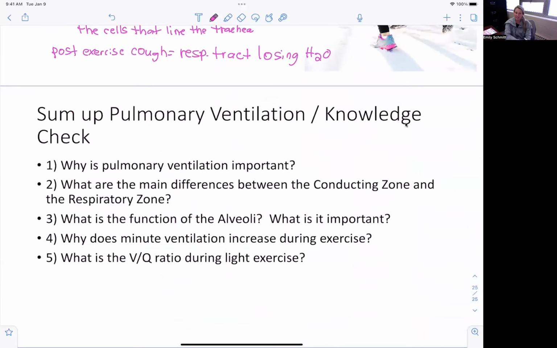So here is a summary of pulmonary ventilation, kind of a knowledge check. So I encourage you to go through these questions. And if you have any questions, obviously reach out to me, and I will see you on the next one.